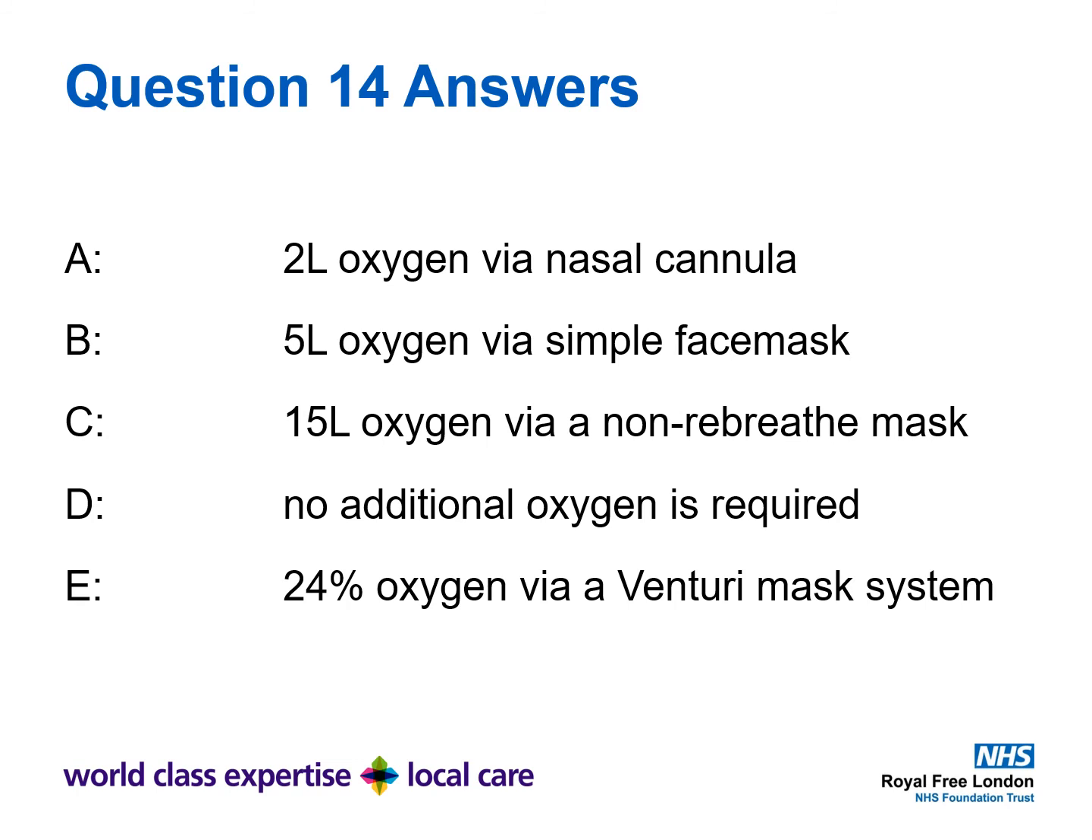Is it A, 2 litres of oxygen via nasal cannula, B, 5 litres of oxygen via simple face mask, C, 15 litres of oxygen via a non-rebreathe mask, D, no additional oxygen is required, or E, 24% oxygen via a Venturi face mask?